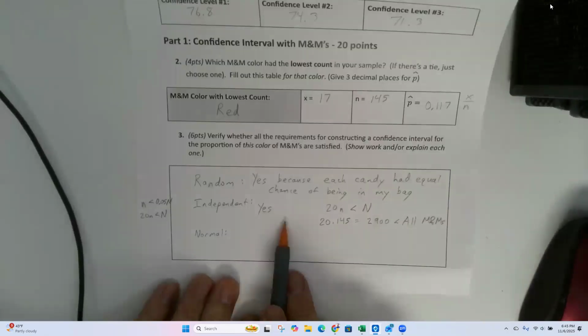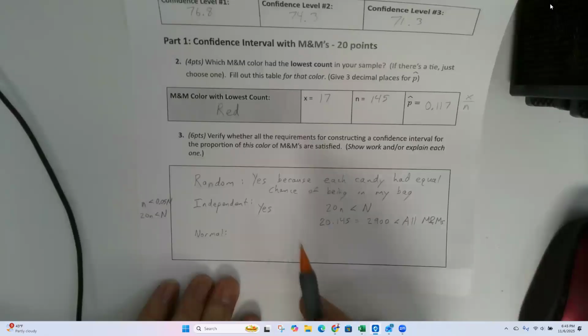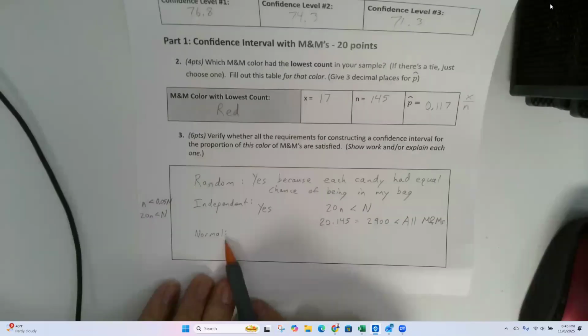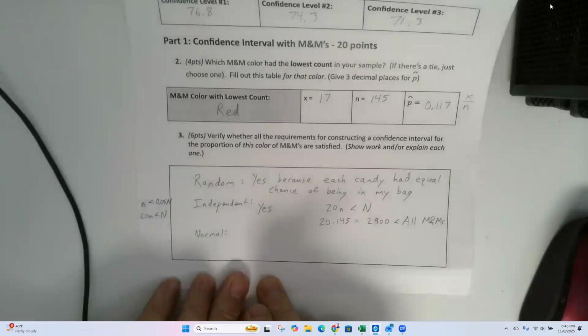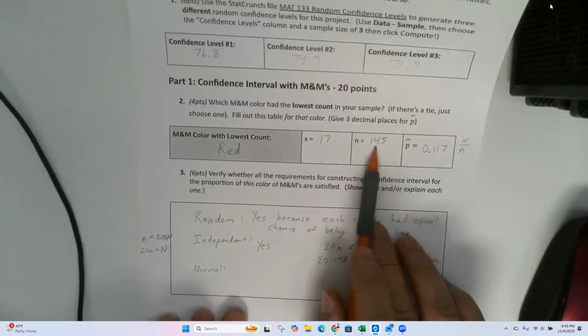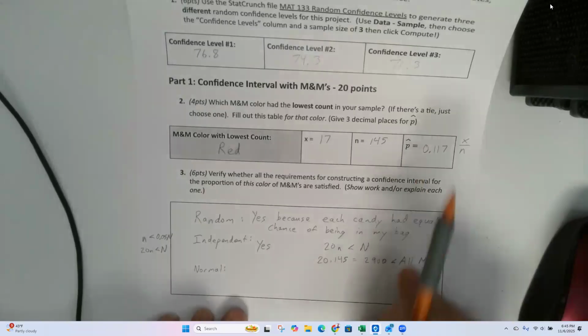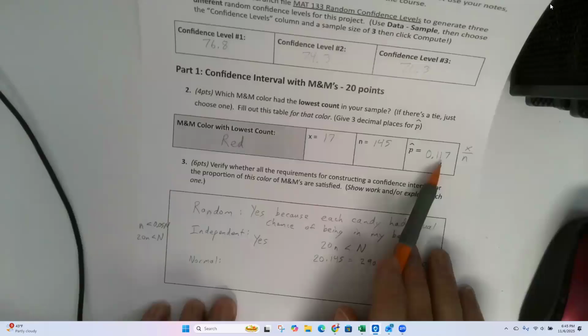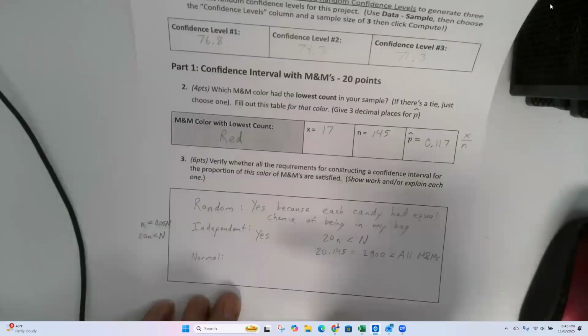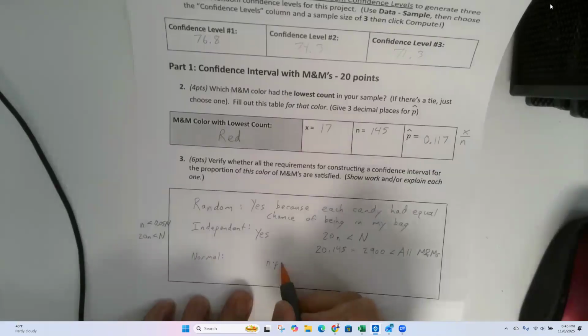Okay. So independent is usually not the one that's an issue. It's this one here, normal. We need to check to make sure that our sample size is big enough. So for means, we need to make sure that our n is bigger than 30. My n is bigger than 30, but I'm not looking at means. I'm not looking at the average height of all the people in the US. I'm looking at the proportion of M&Ms that are red. So for proportions, you need to check that N times P times Q has to be bigger than 10.